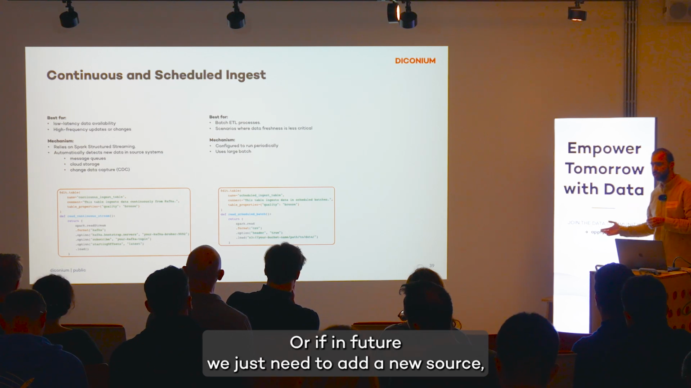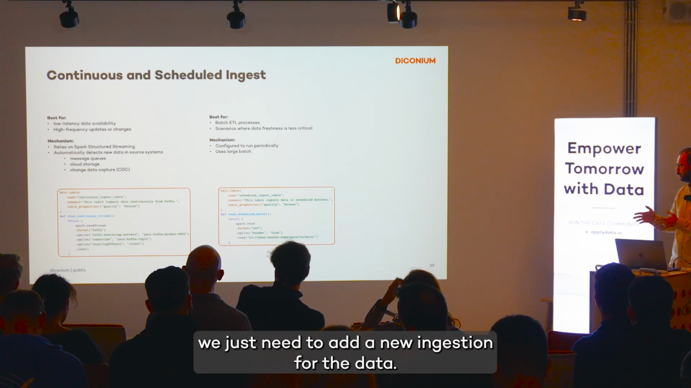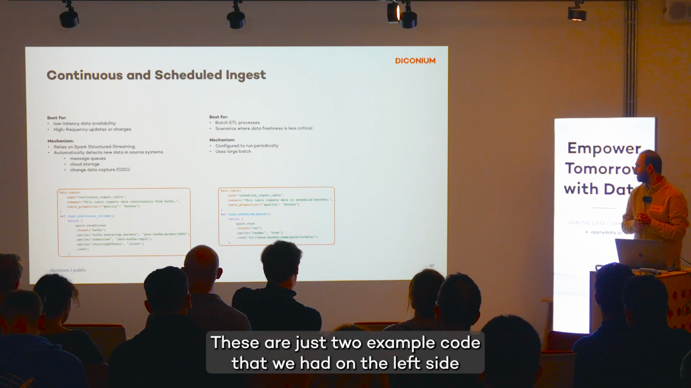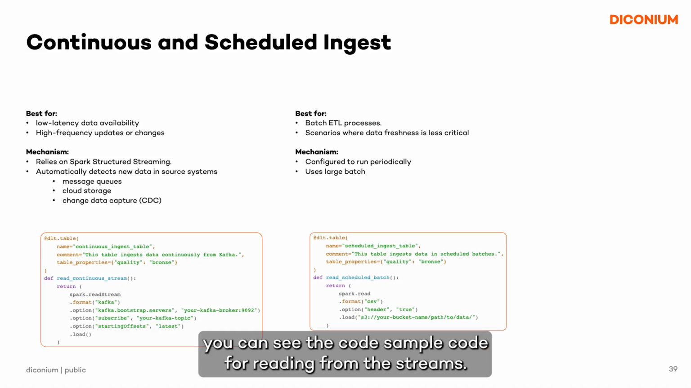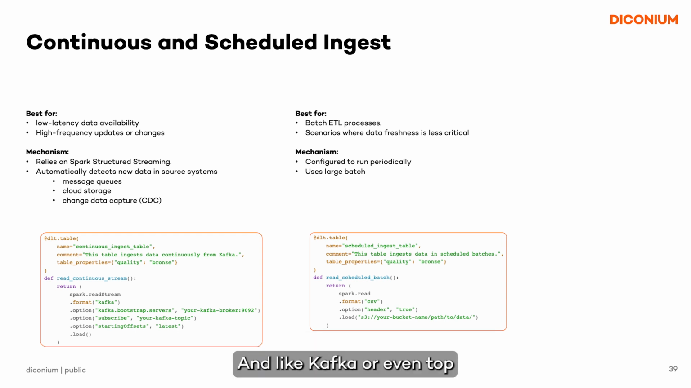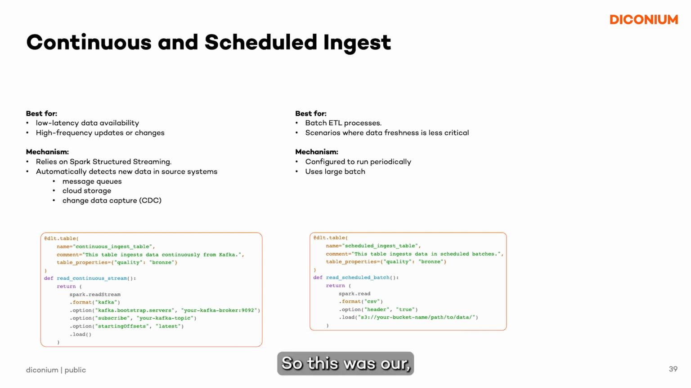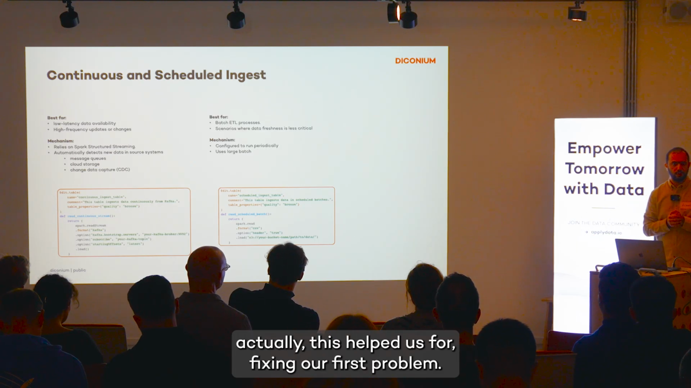Or if in future we just need to add a new source, we just need to add a new ingestion for the data. These are just two example codes that we had. On the left side you can see sample code for reading from streams, like Kafka or Event Hub, and on the right side you can see it for batch data. So this actually helped us fix our first problem.